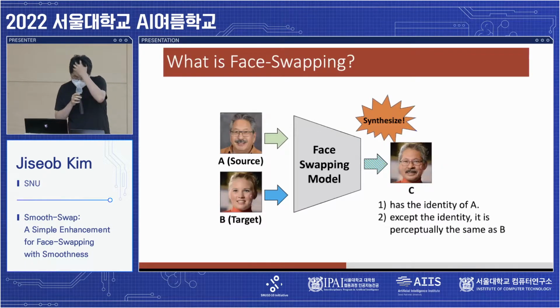So first of all, what is face swapping? Given two images, A and B, or source and the target, as shown here, a face swapping model has to create the third image, C, and C has to have the same identity as A, and except for the identity, it has to be perceptually the same as B, the target.